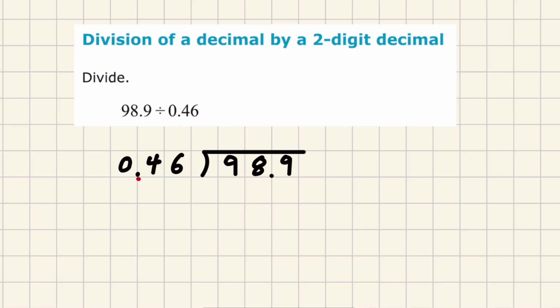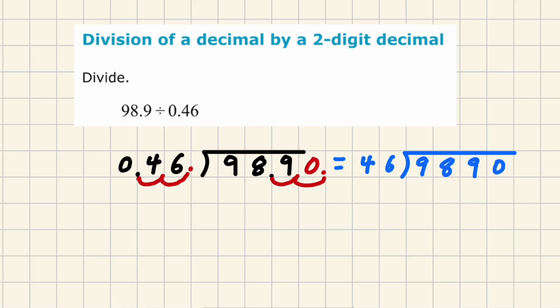So I would need to move this decimal 2 places to bring it to the back of that number, which means I would also need to move the other decimal 2 places, filling in zeros as needed. We can now rewrite this problem with the whole number 46 on the outside and 9,890 on the inside. If a decimal is needed, it would be here. And from here, this is just normal long division.